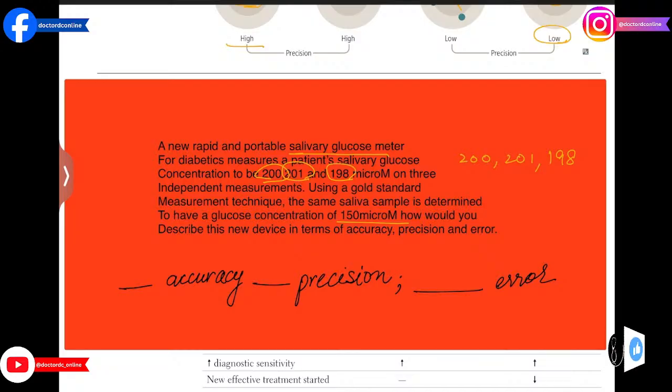So here the answer is D. This new device was consistent in 3 independent measurements, so it is precise. However, its results are more than 30% higher than the gold standard measurement, which means it's not accurate. A precise but inaccurate test would exhibit significant systematic error.